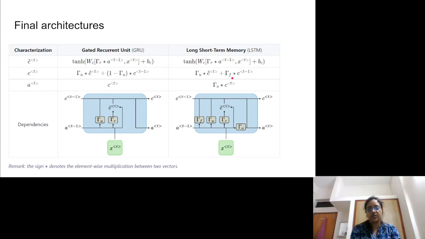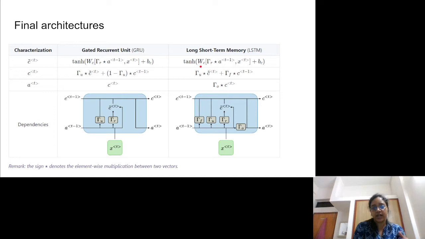So that is why this gamma f is called the forget gate. What happens here is that you choose, whatever was there in my previous cell state at time step t minus 1, how much do I forget about that? That is given by this forget gate. And this other gate says that I have computed this current cell state in this particular step.